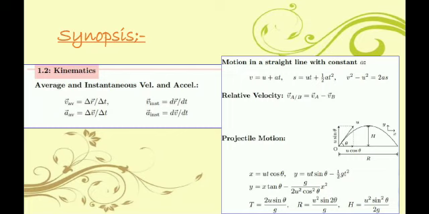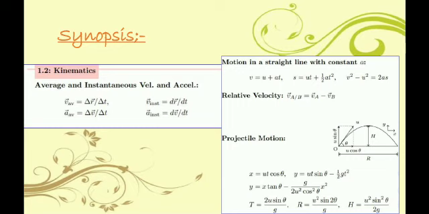Motion in a straight line with a constant a: v is equal to u plus at; s is equal to ut plus half at square; v square minus u square is equal to 2as. Relative velocity: V a by b is equal to va minus vb.